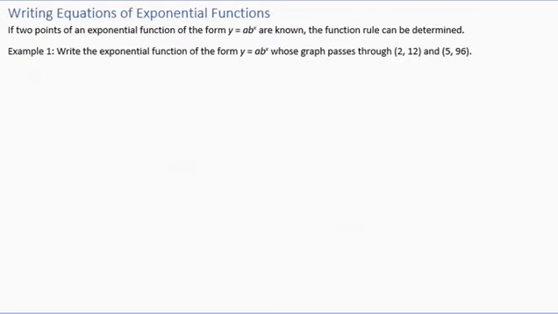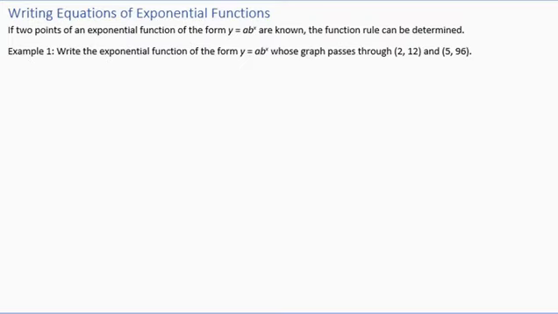What we want to do here is look at exponential functions and see some uses. As we get into that, we first have to be able to write exponential functions given certain information. So notice, if 2 points of an exponential function of the form y equals a times b to the x, notice this doesn't have anything added in the exponent or outside the function, so it wouldn't necessarily work for that. But if you know 2 points, you can know the function or the function rule. So here's an example of how we can do that.